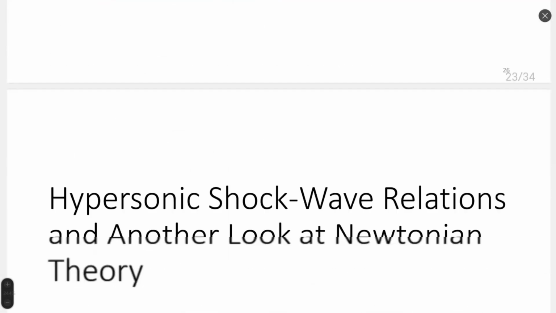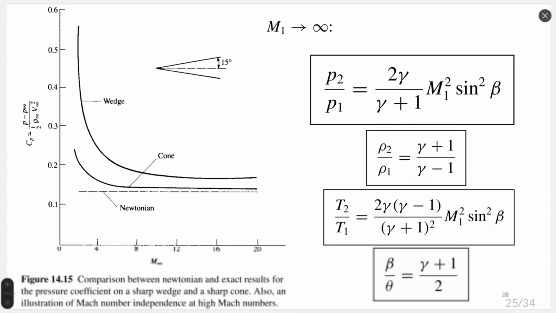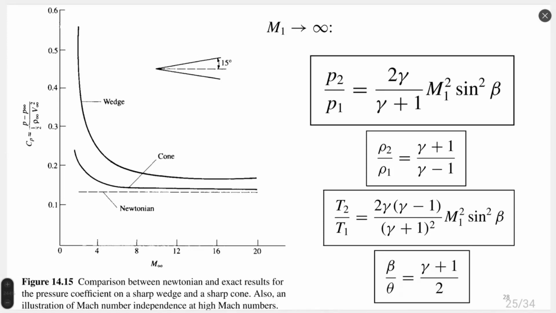Okay, accuracy considerations. These accuracy considerations show us a comparison between a wedge, cone, and Newtonian theory. The wedge, the bidimensional case, as we already saw, is giving us a higher pressure coefficient and is not so close to Newtonian theory. Newtonian theory better corresponds to flow around a cone, around axisymmetric flows at high velocities.